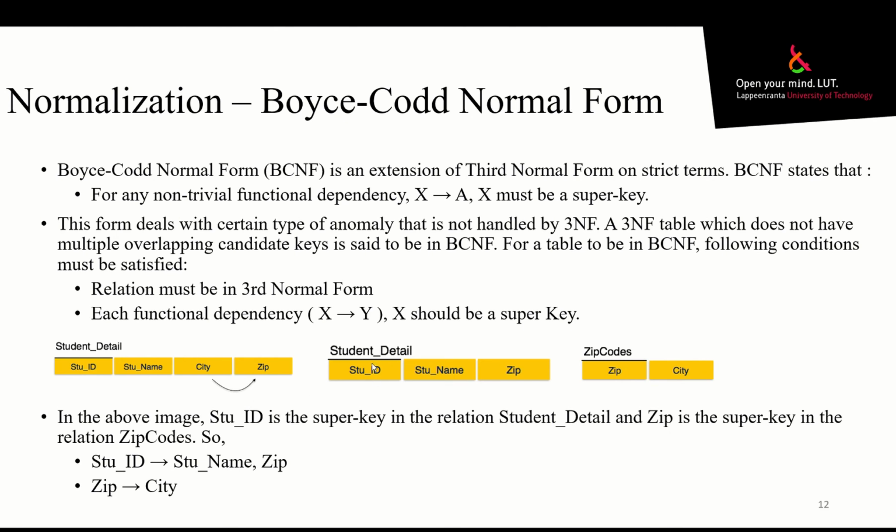As you can see here, the student ID is the super key for the student detail relation table here, and the zip is the super key for the zip code relation. So that is to tell you that each table uniquely has a super key. A super key basically is a set of one or more keys that can be used to identify a record uniquely in a table. So that is it.